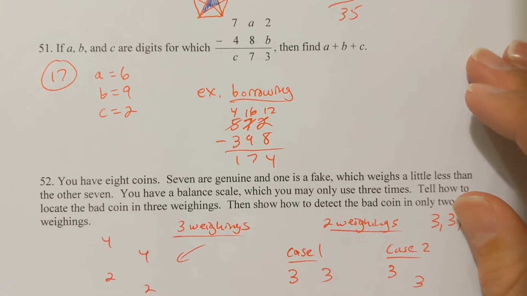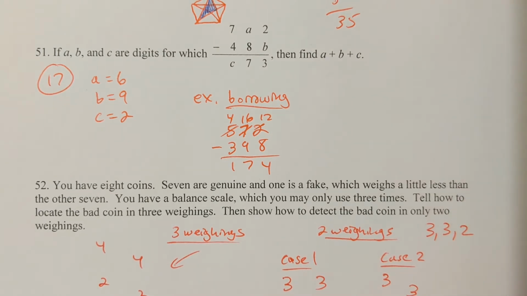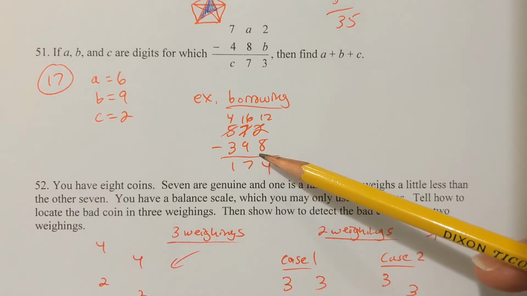Problem 51 says that if A, B, and C are digits for which 7A2 minus 4,8B equals C7,3, then A plus B plus C is what? So in problem 51, we're going to use an exercise. This is basically an exercise in borrowing, and I've got an example here, 572 minus 398.